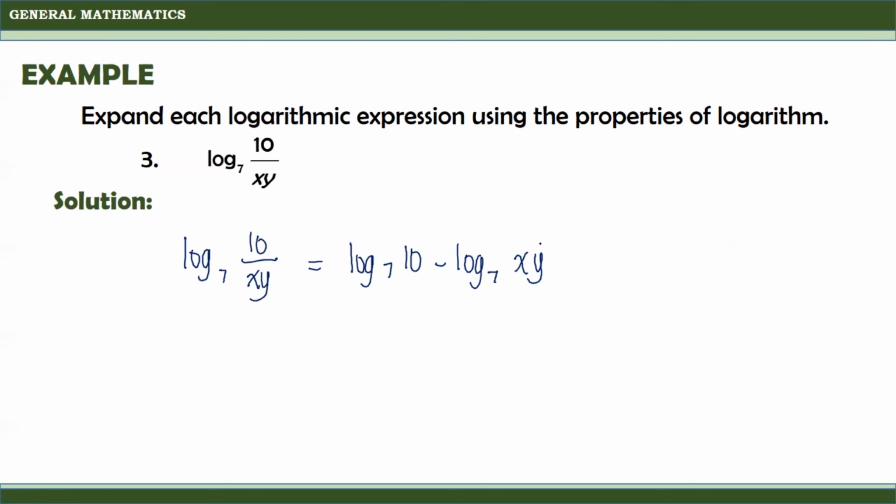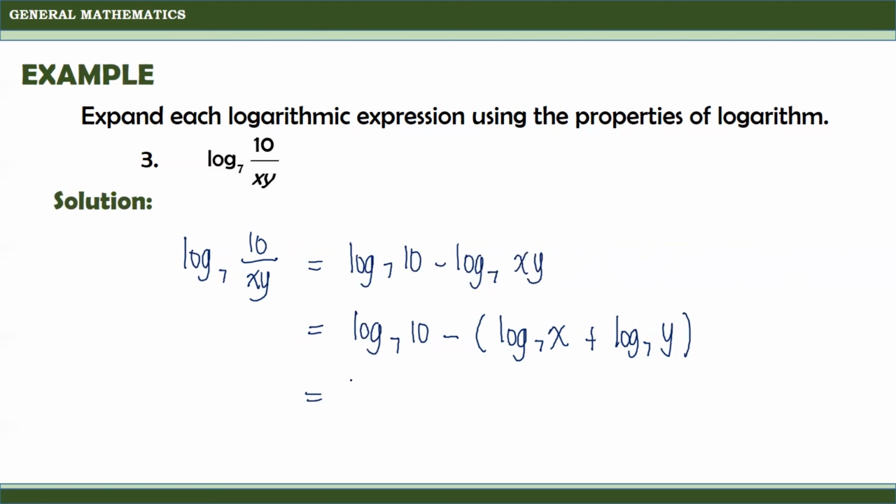Moreover, since this is multiplication, we can still expand this logarithmic expression here, giving us the logarithm of 10 to the base 7 minus the logarithm of x to the base 7 plus the logarithm of y to the base 7. Notice that I have enclosed them with open and closed parentheses because x and y are both on the denominator of the given expression.